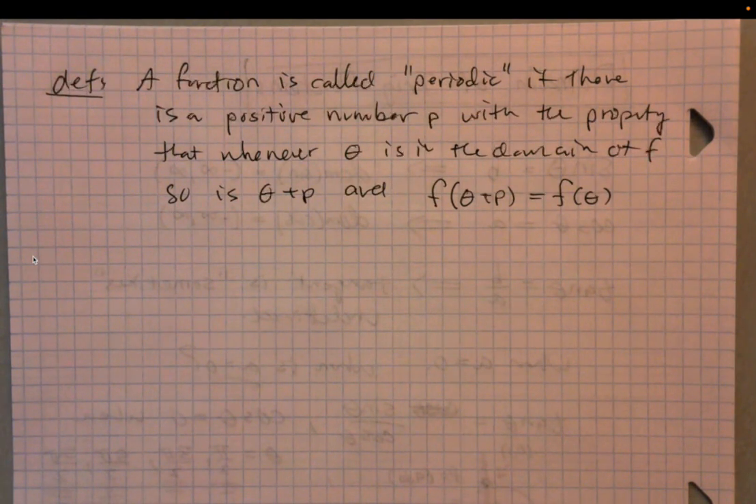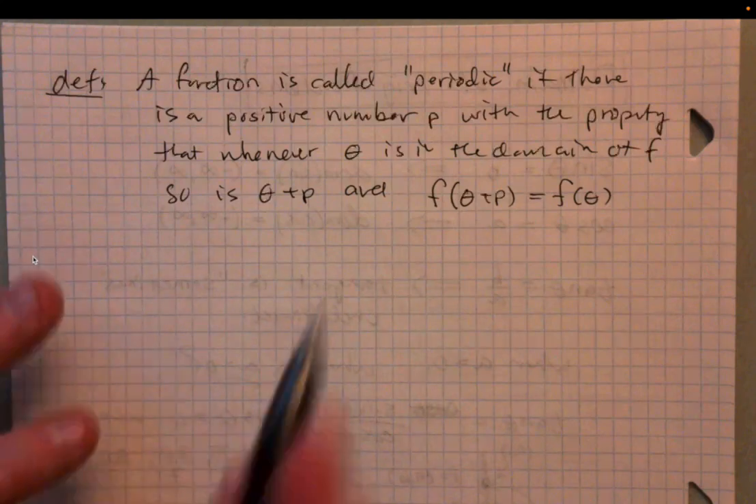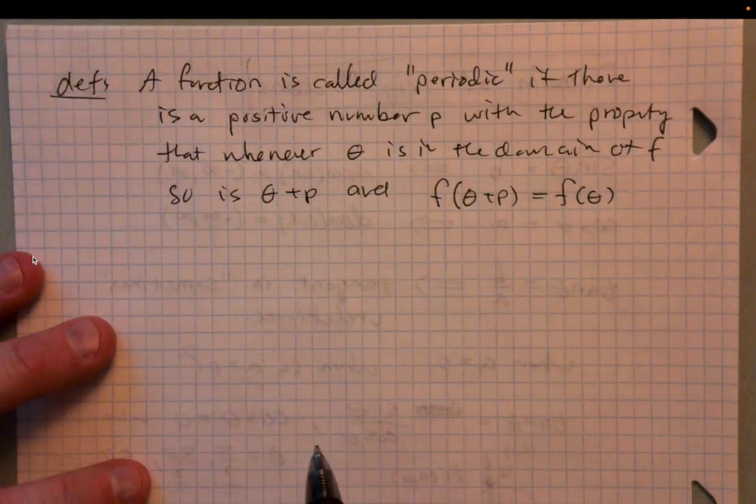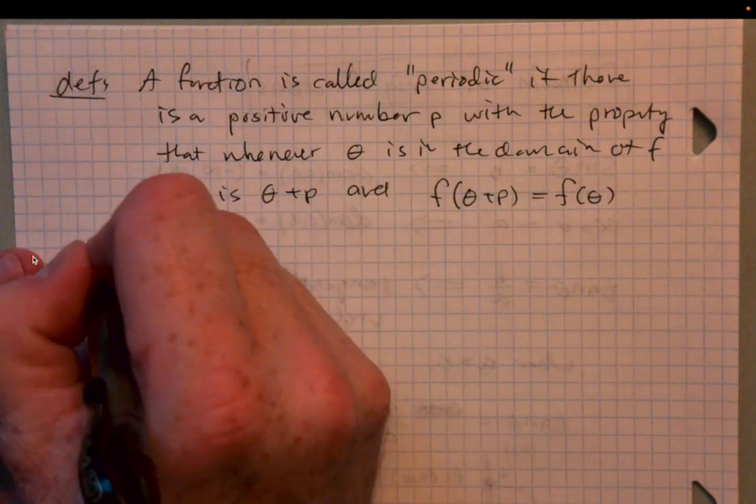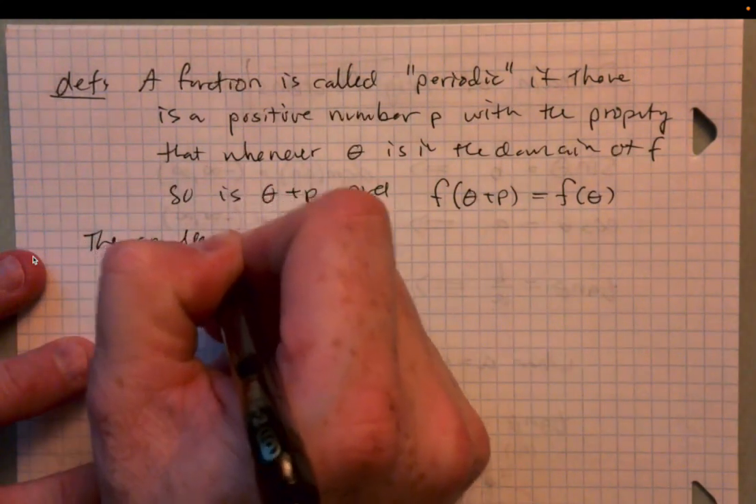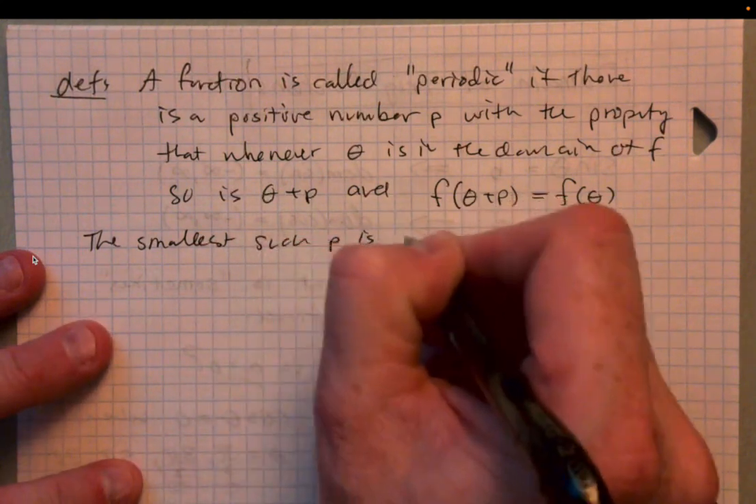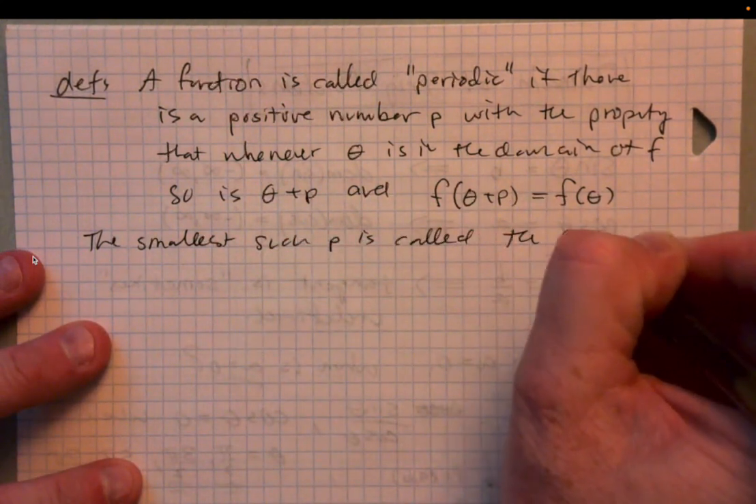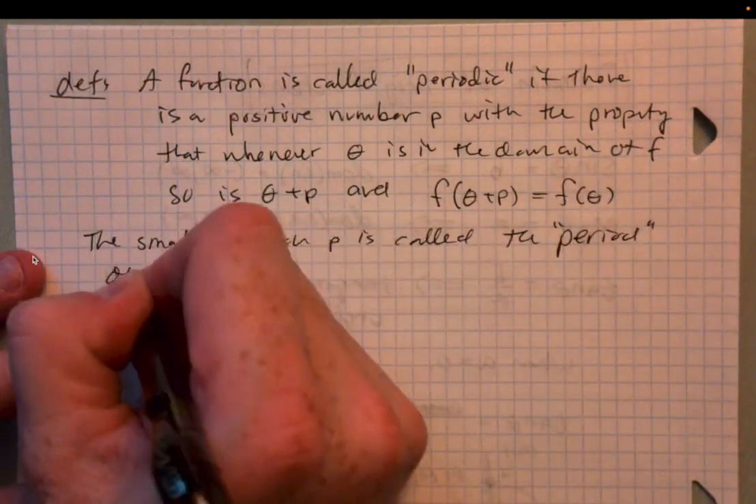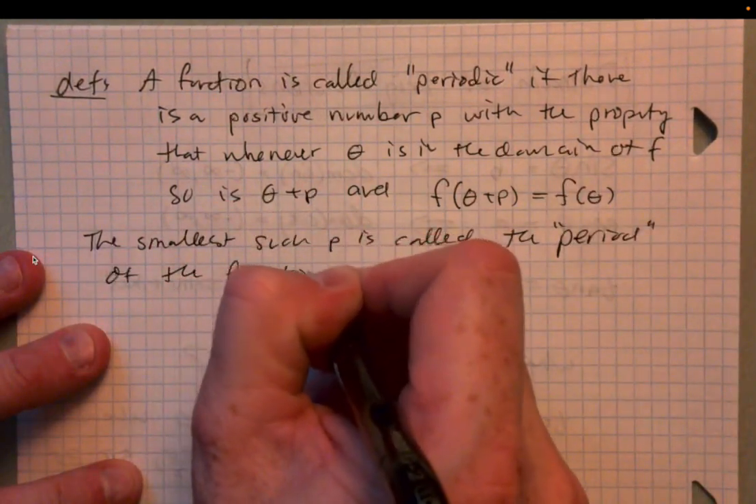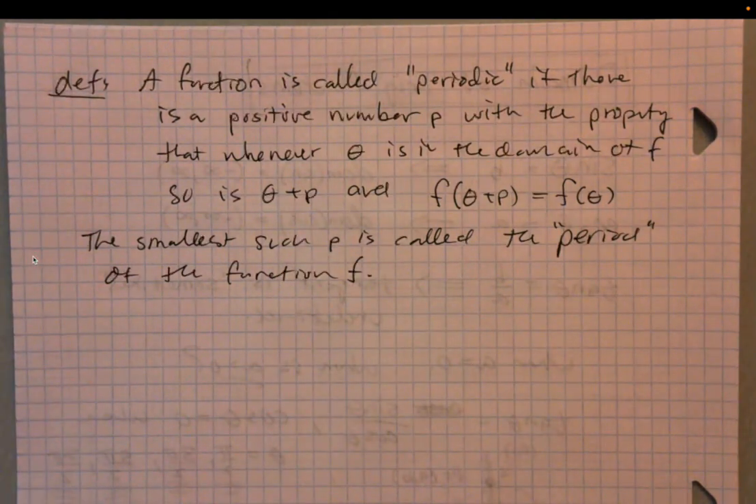All right, so that is a very wordy description of periodicity. We'll break this down a little further and make it somewhat more straightforward. But we also would say that the smallest such p is called the period of the function f. So whatever this p happens to be, there may be many of them, whatever the smallest such p is, we call that the period. So it's sort of like when does it start repeating itself.